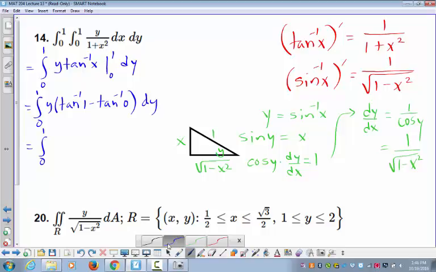And arctan of 1 is pi over 4. The inverse tangent function lives on the right side of the unit circle. We're asking, what's the angle on the right side of the unit circle with a tangent value of 1? Pi over 4. And the next one is asking, the angle on the right with a tangent value of 0? That is 0.